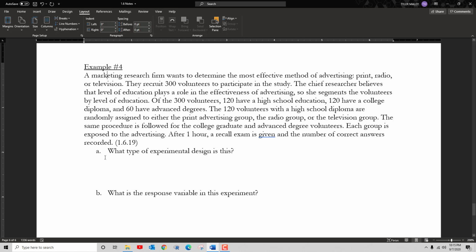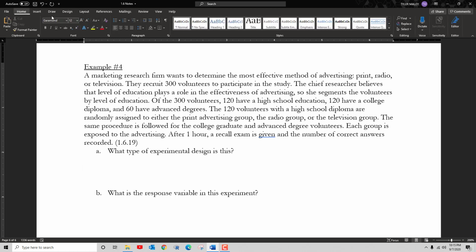Whoops, no, sorry, wrong. I'm switching gears here, right? And that was what we just looked at. This is a randomized block design, right? And we can know this because our blocks are the level of education, and then we're randomly assigning people within those blocks, those groups, to a different kind of advertising, right?